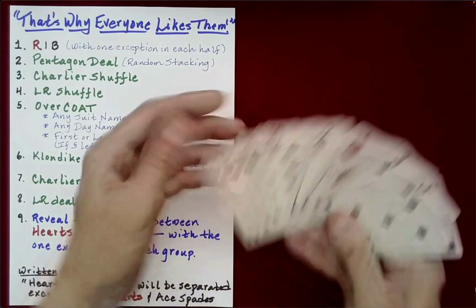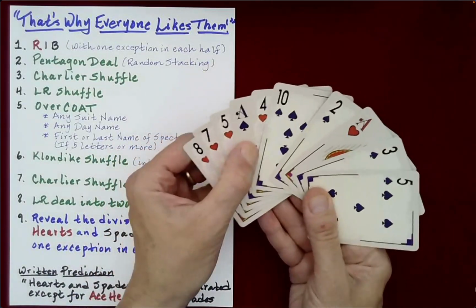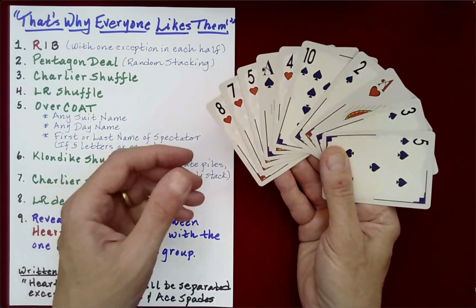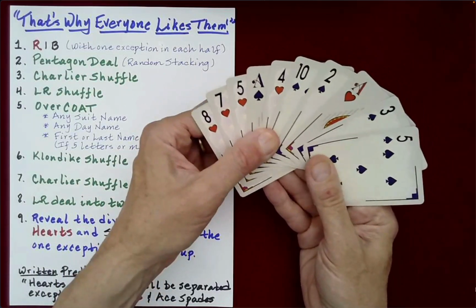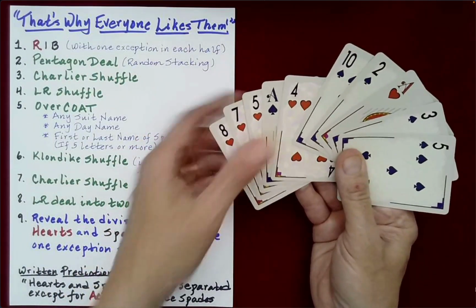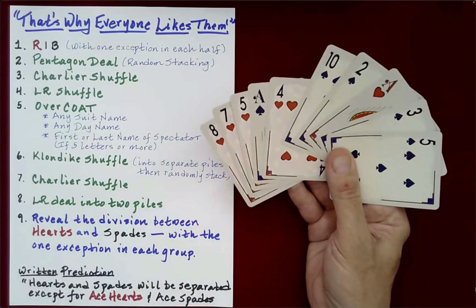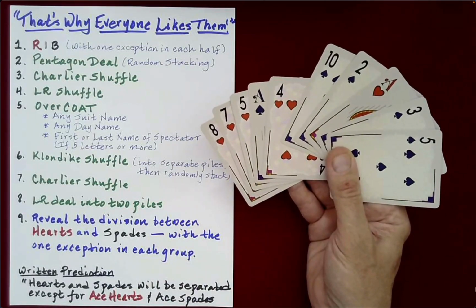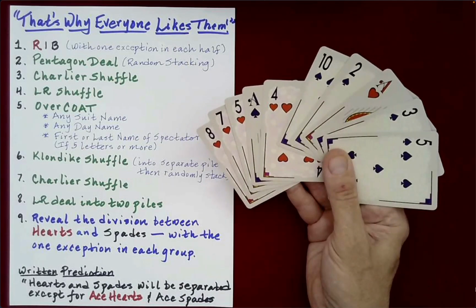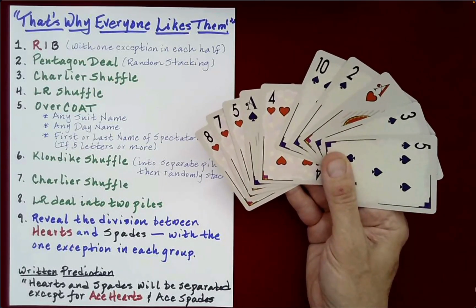Okay, so if you notice here, we don't have the cards separated by color, of course, right? So the top half, we have 4 hearts, and then that 1 spade, ace of spades. And then the bottom half, we have 4 spades, and then that ace of hearts.